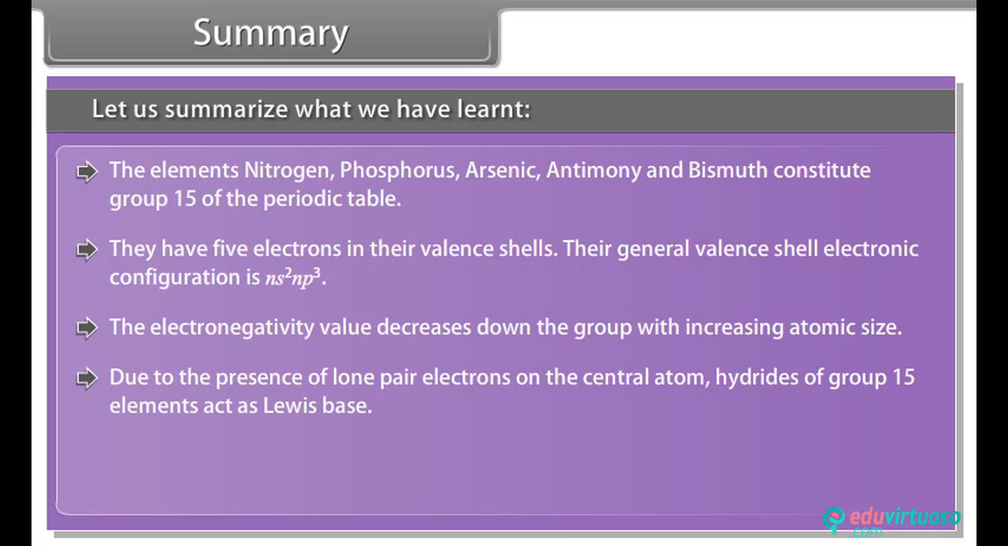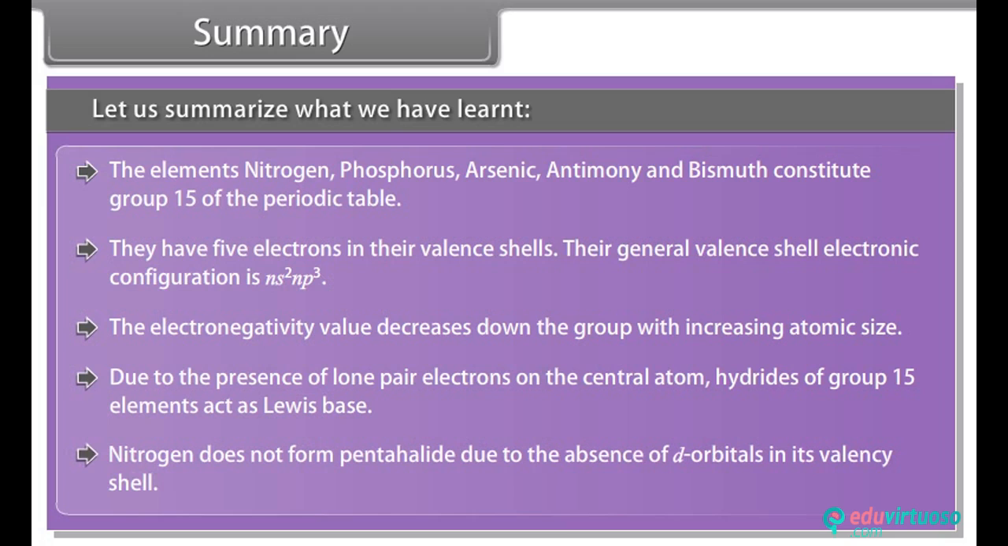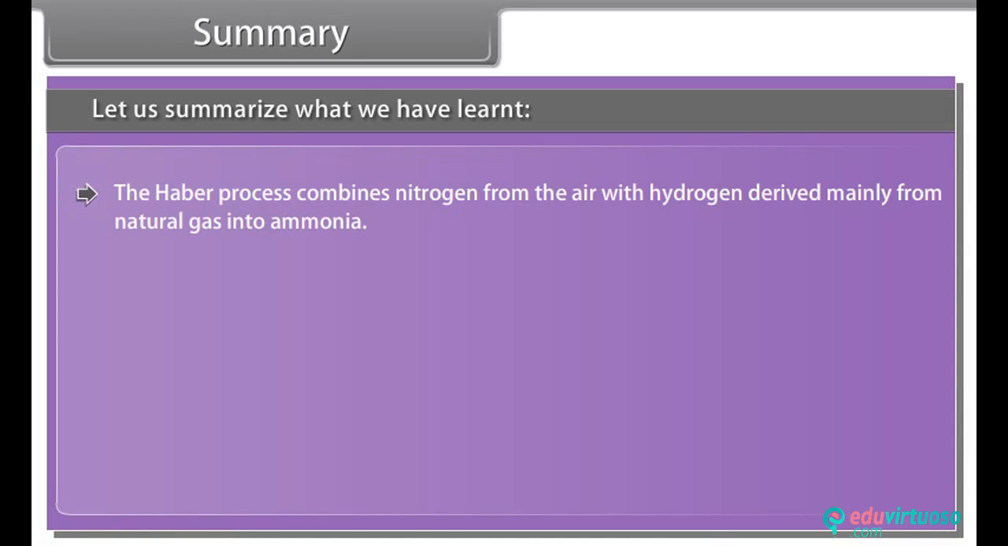Due to the presence of lone pair electrons on the central atom, hydrides of group 15 elements act as Lewis base. Nitrogen does not form pentahalide due to the absence of d orbitals in its valence shell. The Haber process combines nitrogen from air with hydrogen derived mainly from natural gas into ammonia.